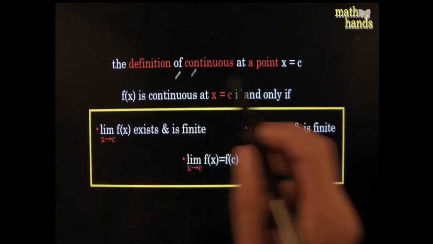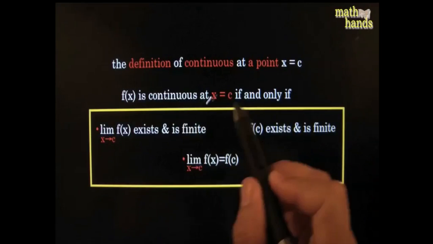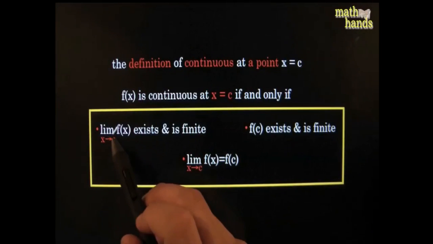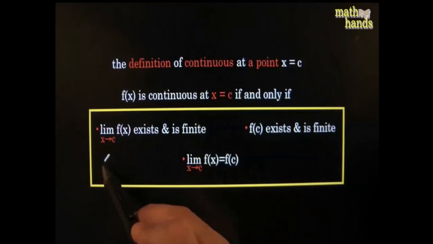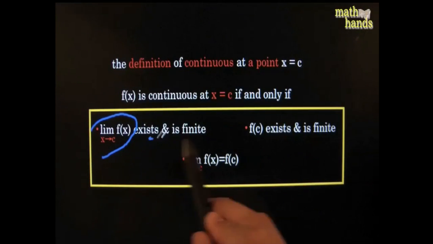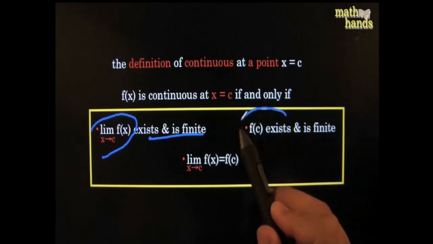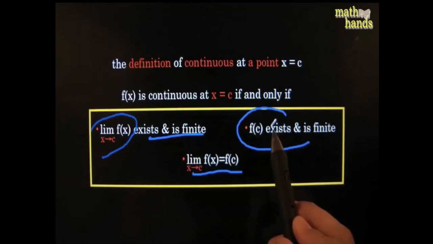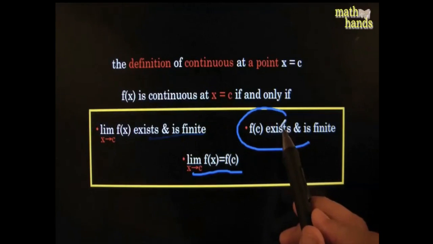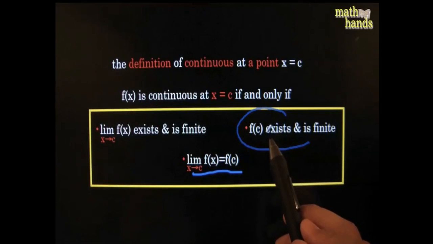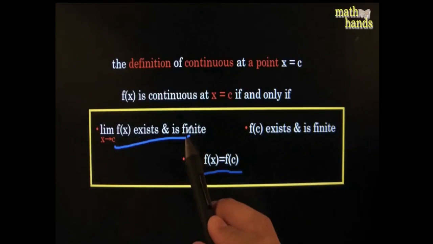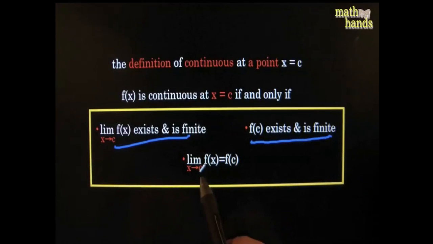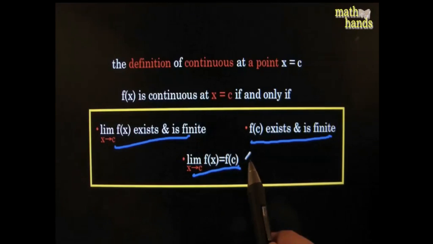We will say that a function is continuous at a point C if and only if three items have to happen, okay? The limit must exist and be finite. The value of the function must exist and be finite. And these two must be equal. The limit must be equal to the value of the function. Again, three things. The limit must exist and be finite. The function must exist and be finite. And they have to be equal to each other.